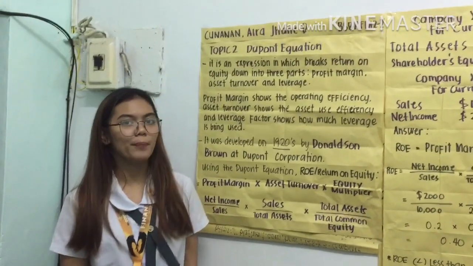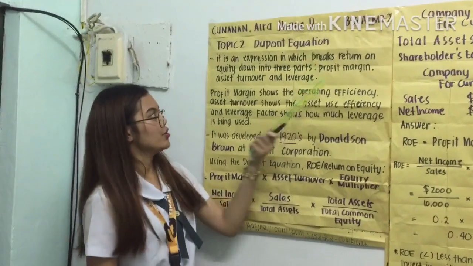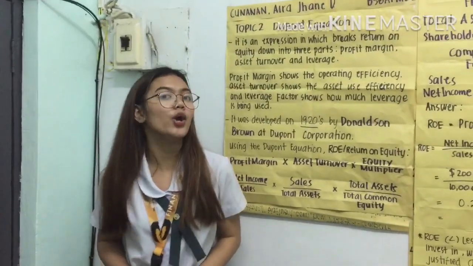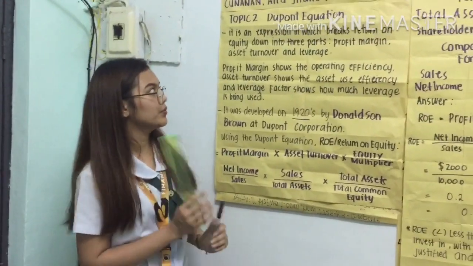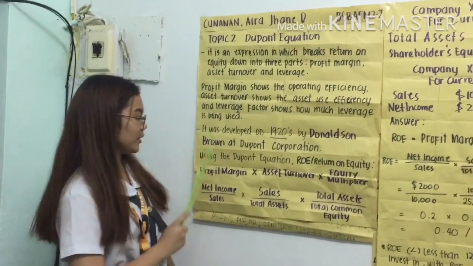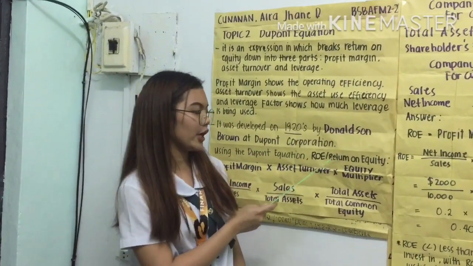For our next topic, which is the Dupont equation. The Dupont equation is an expression that breaks return on equity, or ROE, down into three parts, which are the profit margin, asset turnover, and equity multiplier, or leverage.